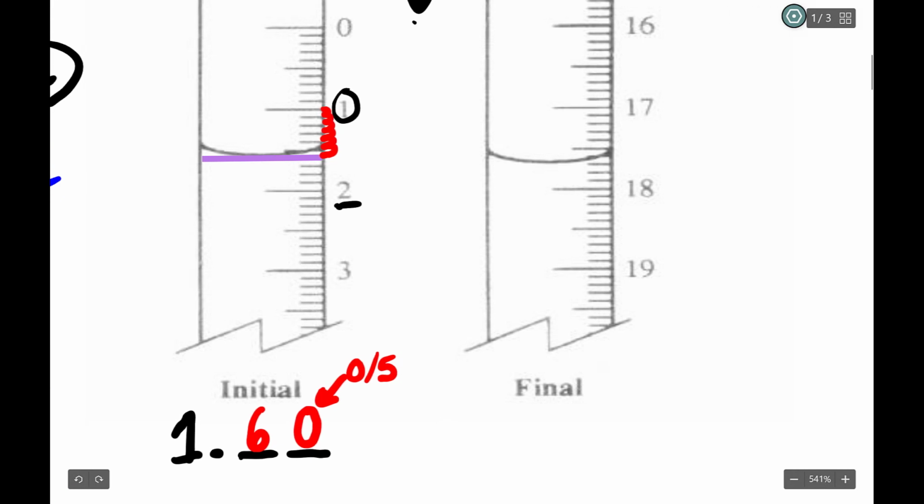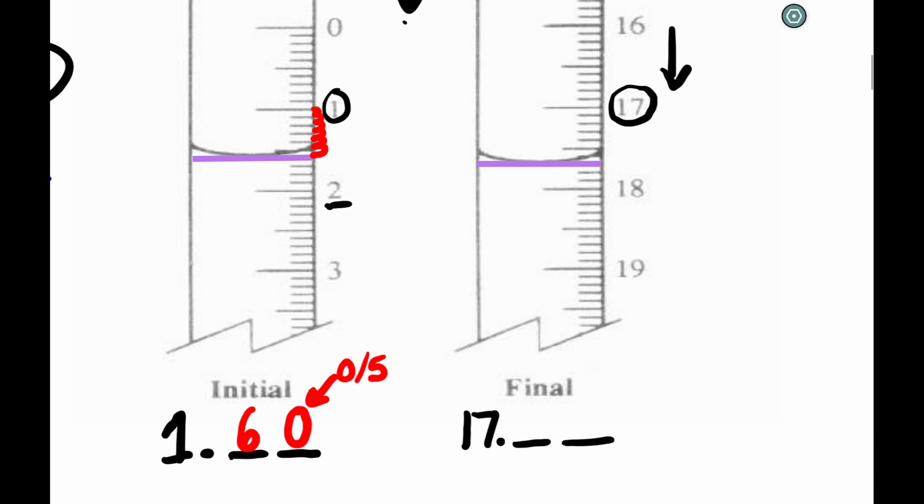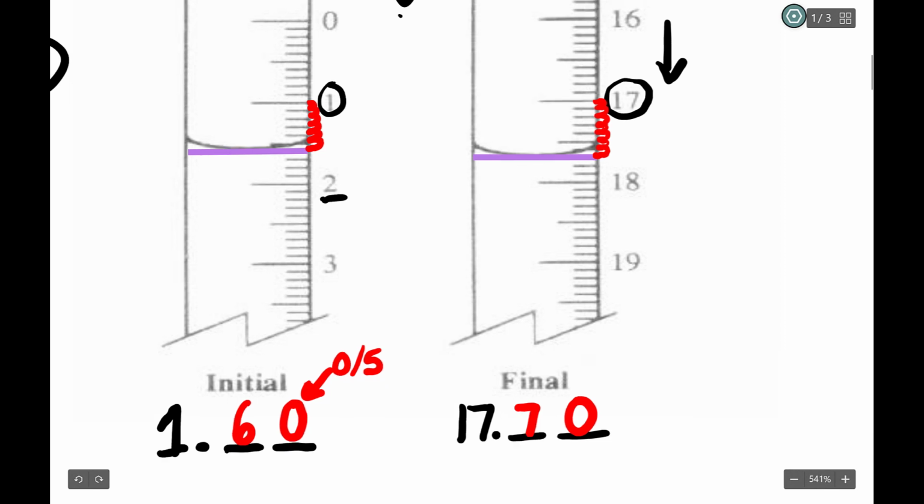Okay, so let's look at the next one. I'm going to make my line for my meniscus. I'm going to touch the bottom of it like this. Okay, there we go. It's right on a line. And then I'm going to read downwards. So reading down, my meniscus falls between 17 and 18. So I know that this is going to be 17 point something something. And then I'm going to count up how many notches I go down. So this is 17.1, 2, 3, 4, 5, 6, 7. So this is 7, and because it's right on a line, that's 7, 0.